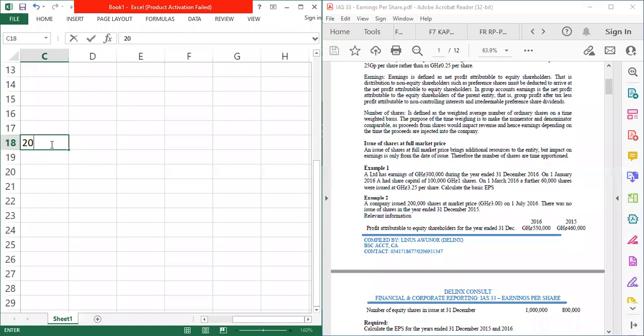For 2015, the question said there were no issue of shares in the year ended 31 December 2015. So our earnings per share will just be the profits attributable to them, 460,000, divided by what? 800,000. And what will be the earnings per share? 57.5. Okay.